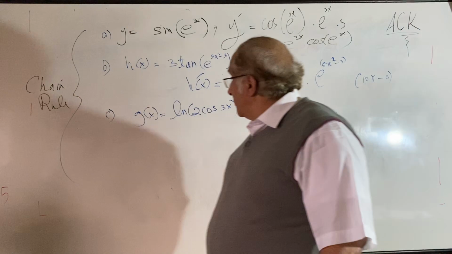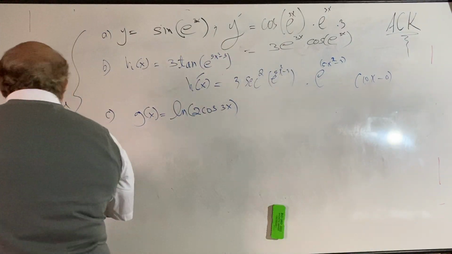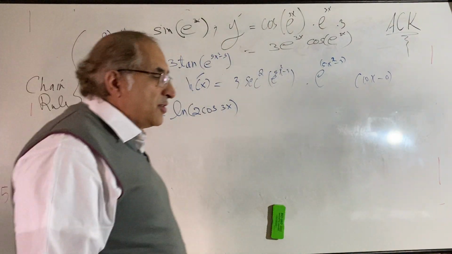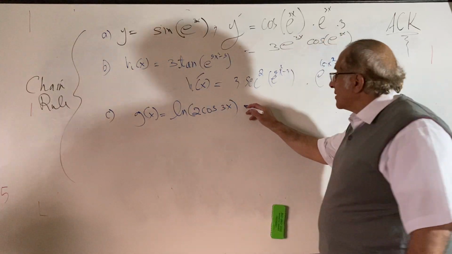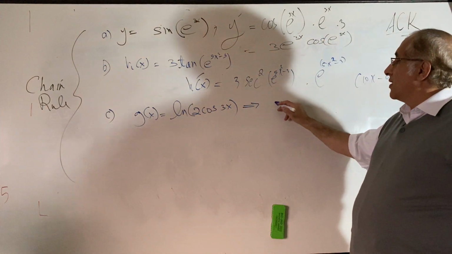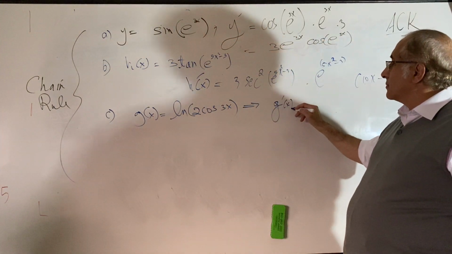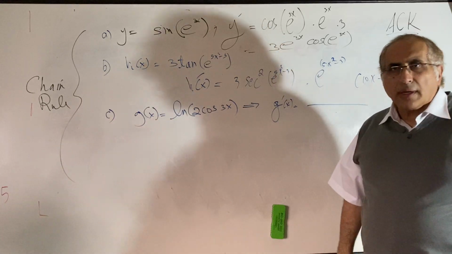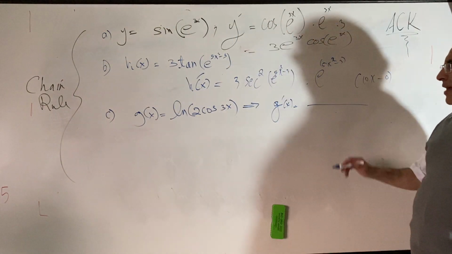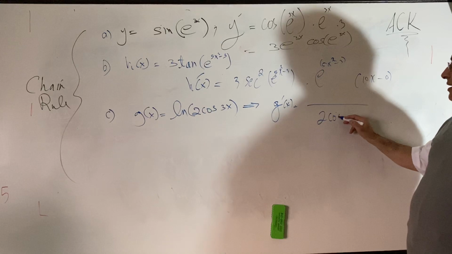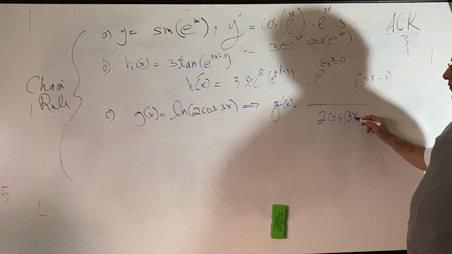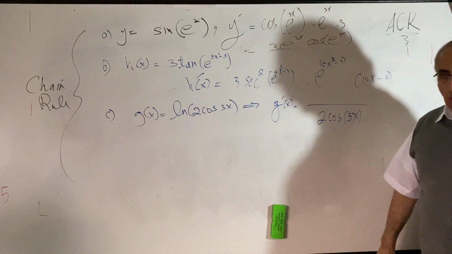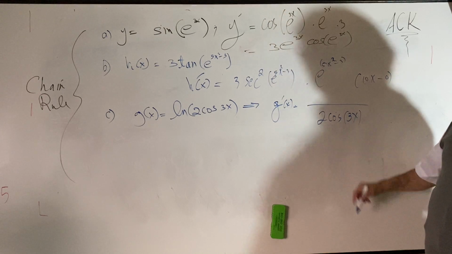ln of 2 cosine 3x. So if I'm looking for the derivative, that's simple. The derivative of that: oh, ln, whatever between the brackets, it goes down. Very beautiful. What's the angle of the cosine? 3x. What's the derivative of cosine?